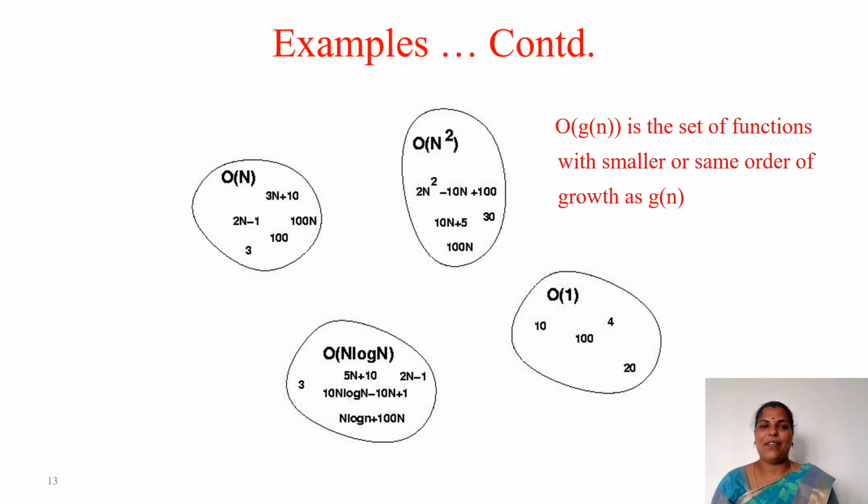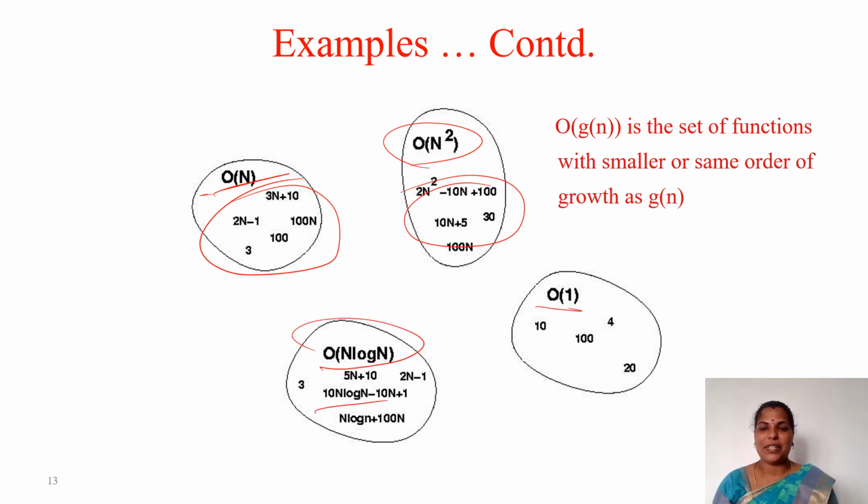Then here we have big O of n, what do the functions look like? Big O of n square, what do the functions look like? Big O of n log n, how does it look? Order of 1, whatever constant value we are getting. Here we can write that big O of g of n is the set of functions with a smaller or same order of growth as that of g of n. So for one notation itself, different functions come into one group. That is the meaning here.